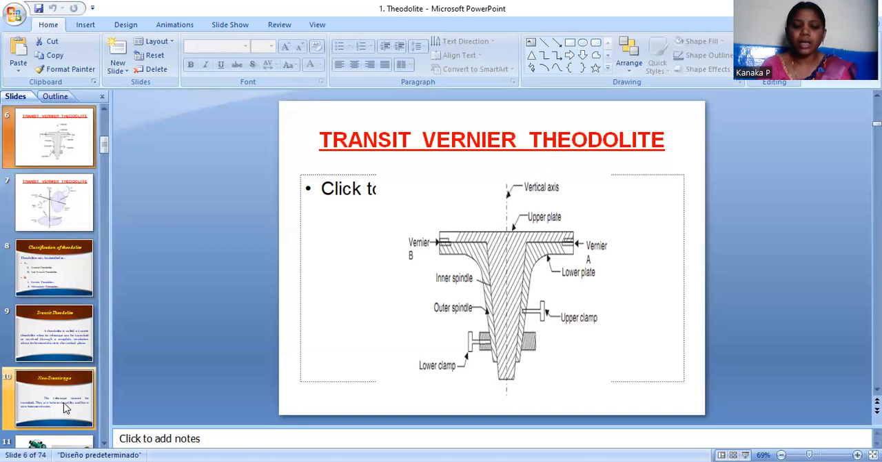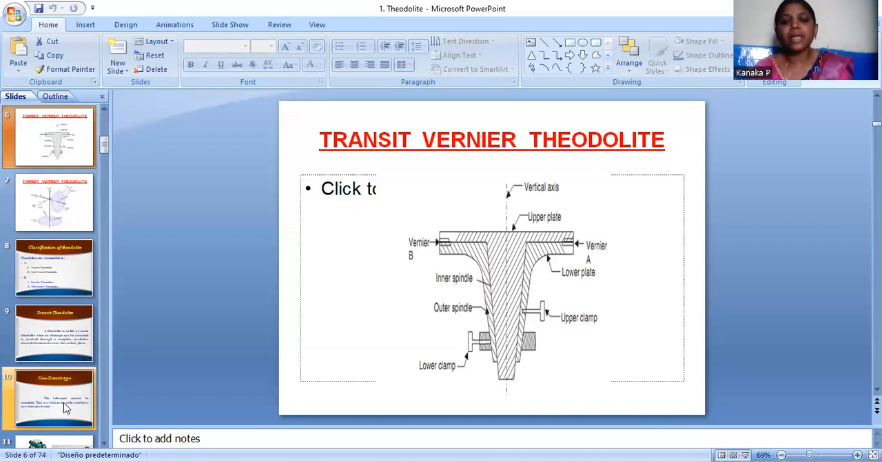Line of collimation, first one, is also called line of sight, which is an imaginary line passing through the intersection of the crosshair at the diaphragm and the center of the objective. So next one is least count of the vernier. It is the smallest value that can be measured by the theodolite. This is generally 20 seconds.